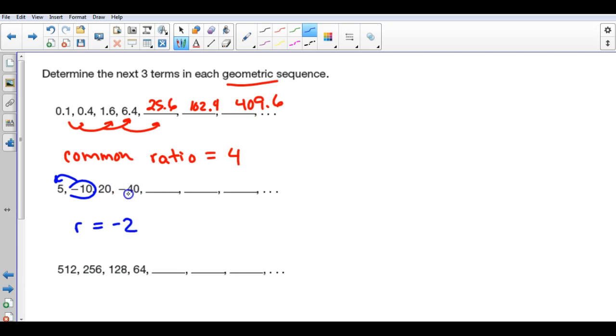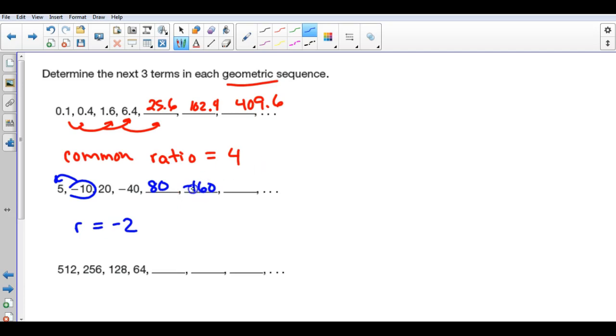So let's take a look at what happens here. We're off at a negative number right now. When you take a negative 40 times negative 2, you're going to get positive 80. But now if I take a positive 80 and multiply it by negative 2, I get negative 160. So whenever you have a negative times a negative, it turns your sequence back positive. But then since your common ratio is negative, it'll turn it back negative again. So it's going to keep alternating back and forth between positive and negative numbers.